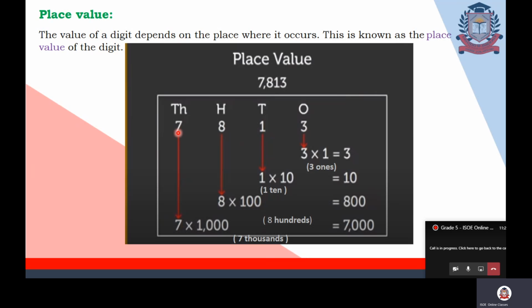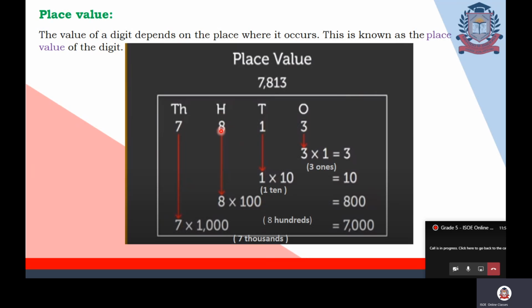Just see the number 7,813, right? So, if I have to write the place value of 3 here, 3 is occurring in ones place. So 3 ones are 3. This is the place value of 3. If I have to write the place value of 1, it is in which place? Tens place. So 1 tens is equal to 10. This is the place value of 1 in this number.